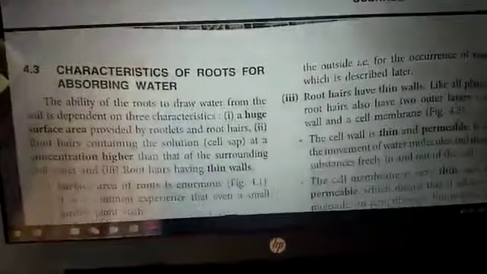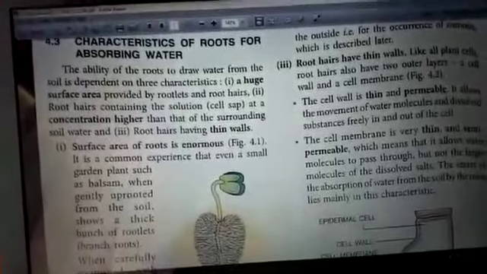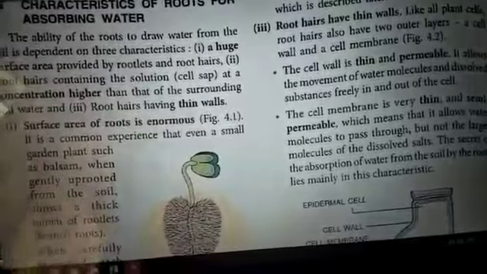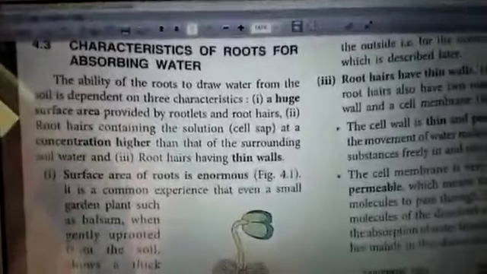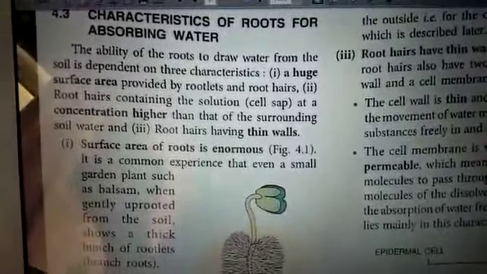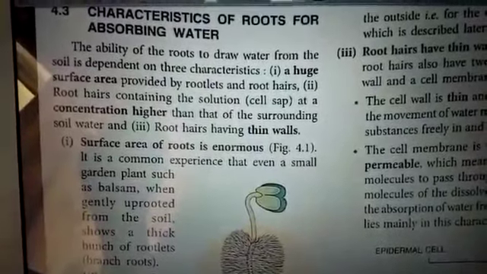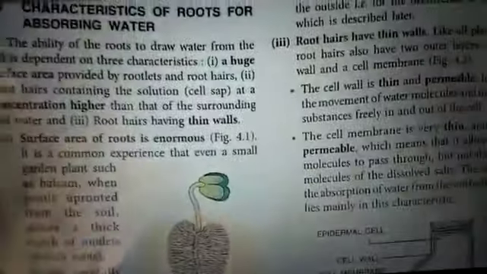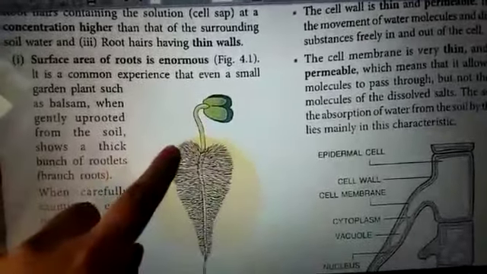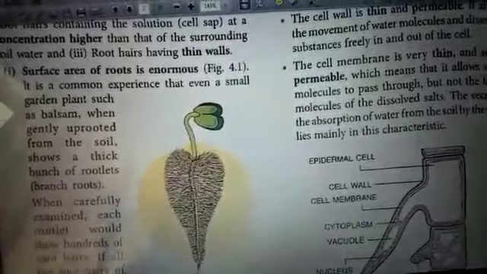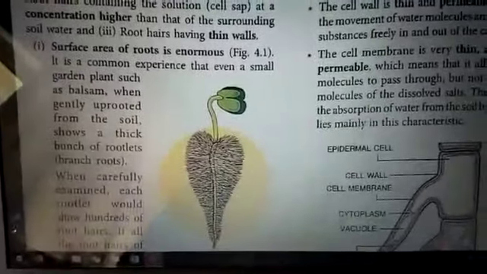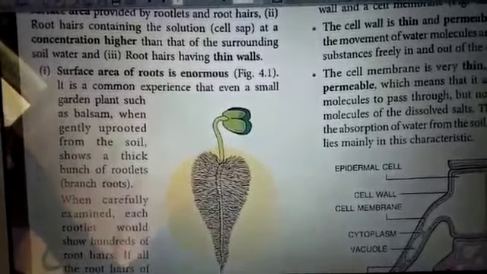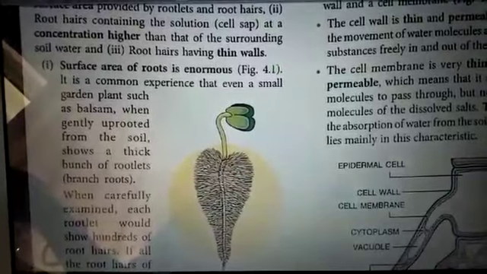Next, what are the characteristics of a root for absorbing water? Means, how should a root be to absorb water easily? What will be the characteristic? The ability of the roots to draw water: they should have a huge area provided by the rootlets and root hairs. You can see in the figure they have shown, a root contains many different root hairs on the surfaces as well as branches. So with a larger surface area you will have more water absorption. Next, root hairs have thin walls. If they are very thin, the water will be easily absorbed.